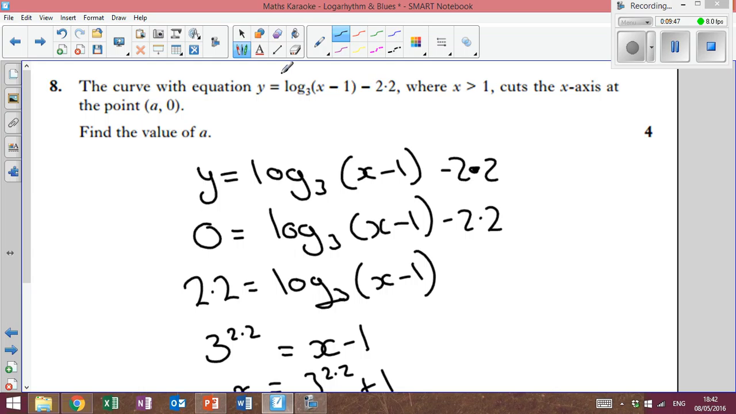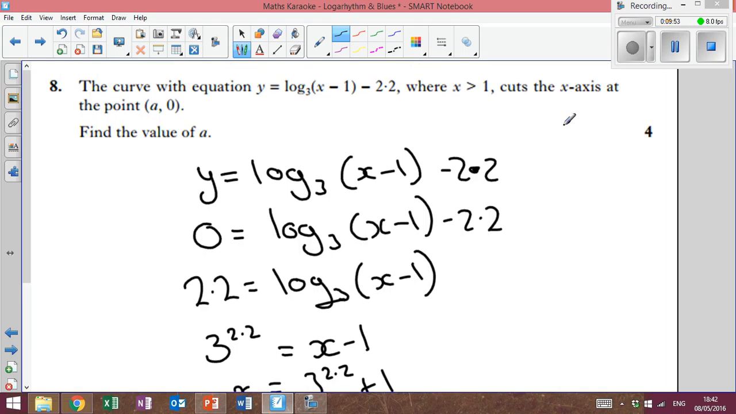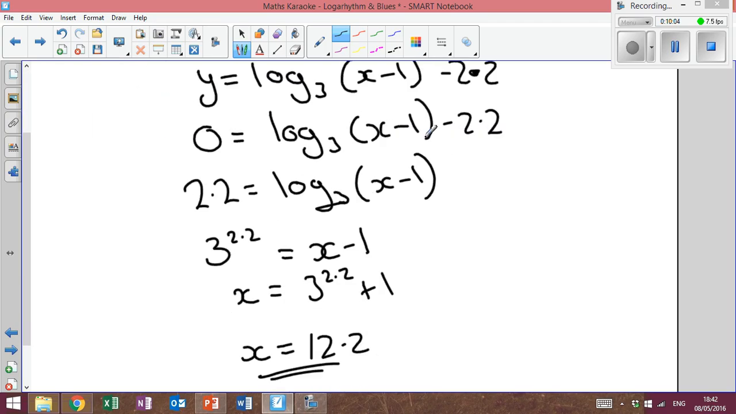Okay, so subbing in your 0 is going to get you 1 of the marks. Rewriting as an exponential, solving and then from there. Now this where x is greater than 1, that's just administration, because we know we can't take the log of anything 0 or below, so that's just a wee bit of admin there.